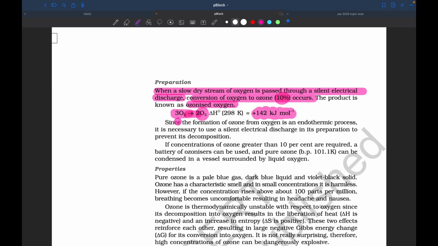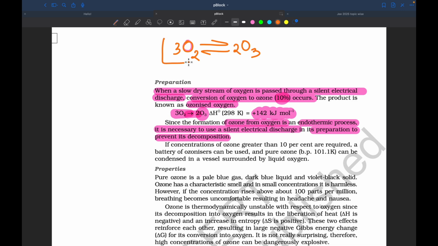This is the reaction. Since the formation of ozone from oxygen is an endothermic process, it is necessary to use silent electric discharge in its preparation to prevent the decomposition of ozone backwards. You can also write the equilibrium constant of this reaction. This is O2, so O2 gives you O3. This is 3 moles, this is 2 moles. So you can also apply Le Chatelier's principle, whether high pressure or low pressure is needed, but that is out of context here.